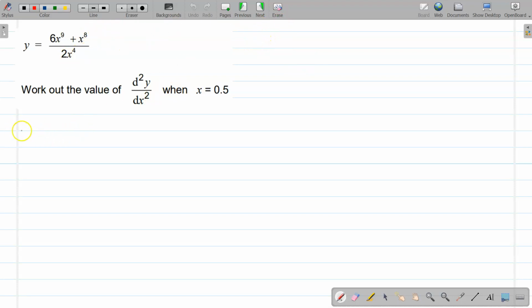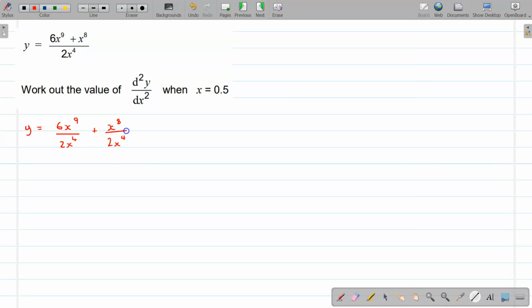So we can say that y can be rewritten as 6x to the 9 over 2x to the 4, plus x to the 8 over 2x to the 4. I would show all the steps with this because it's worth 5 marks, I think.